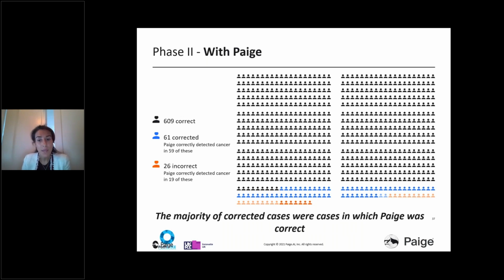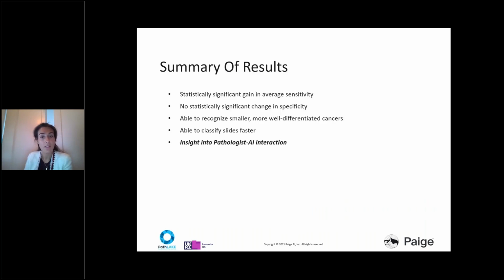Let's take a look at the Paige classification on those 61 slides, and therefore what was shown to the pathologist in phase 2 by Paige. Turns out, of the 61 slides that pathologists corrected in phase 2, Paige correctly detected cancer in 59 of them, most of them, missing only 2. This suggests that Paige, more than chance, played a role in helping a pathologist get to a correct diagnosis.